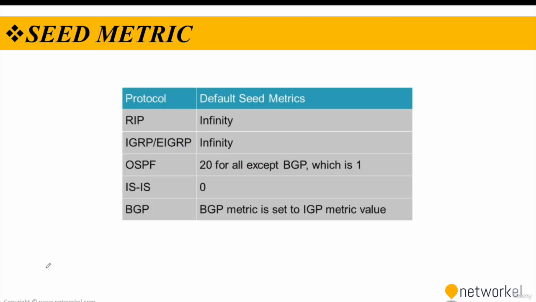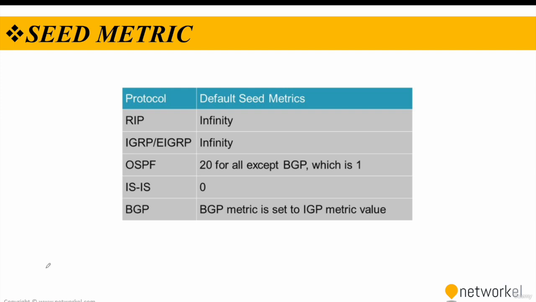There is a term called seed metric in redistribution, which is a method used to assign an initial metric value to routes being redistributed from one routing protocol into another. The seed metric helps in determining the cost of the redistributed routes within the target routing protocol. It ensures that routes redistributed into the new protocol have a metric value assigned, allowing them to be properly evaluated and prioritized within that protocol's routing table.